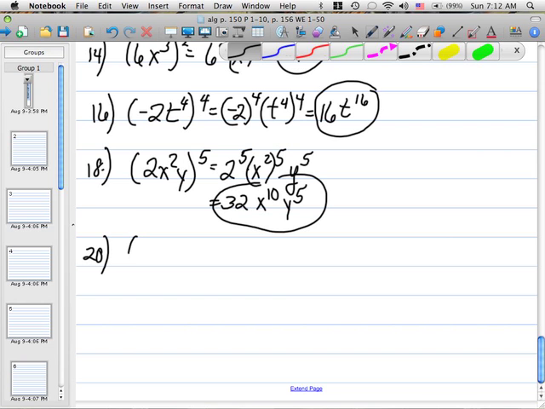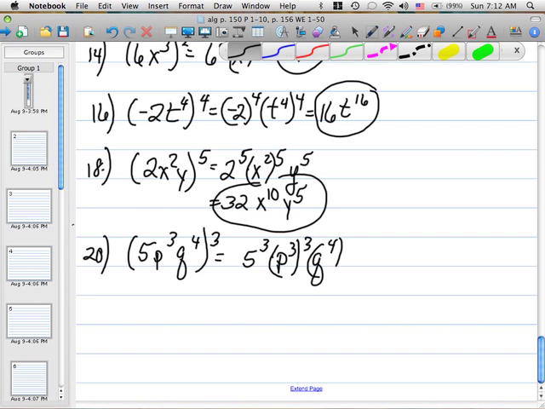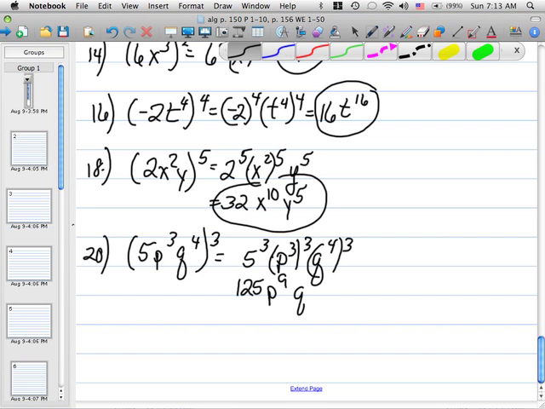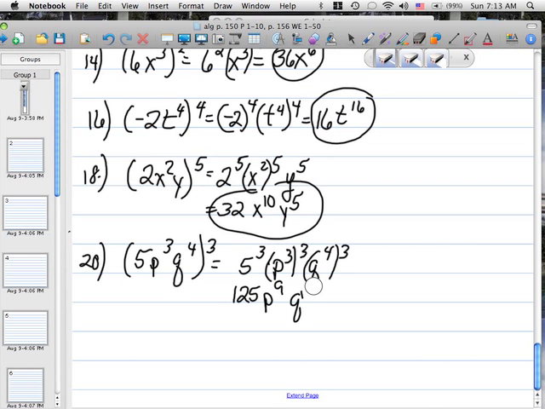And problem number 20, we have 5p cubed, q to the 4th, taken to the 3rd. Everything inside taken to the 3rd power, so it's 5 to the 3rd, times p to the 3rd taken to the 3rd, and q to the 4th taken to the 3rd. 5 to the 3rd power is 5 times 5 times 5, which is 125. Multiply your exponents, that's p to the 9th. I just accidentally did something I shouldn't have. That should be 9. 3 times 3 is 9. And 4 times 3 is to the 12th.